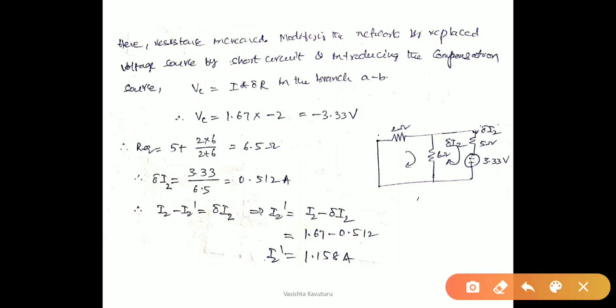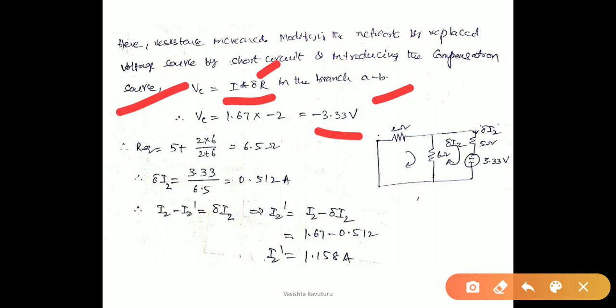Therefore we have to calculate the compensation source by using the formula I into ∂R, where I is nothing but the current obtained in the given network, and ∂R is nothing but the change in the resistance. Therefore the compensation source can be given as minus 3.33 volts.